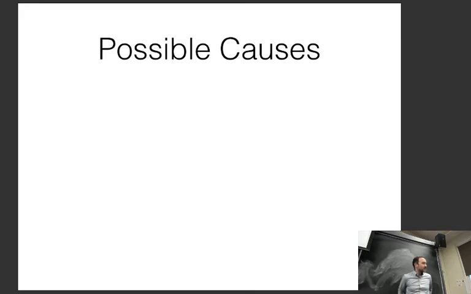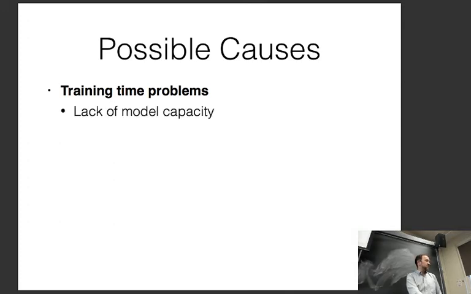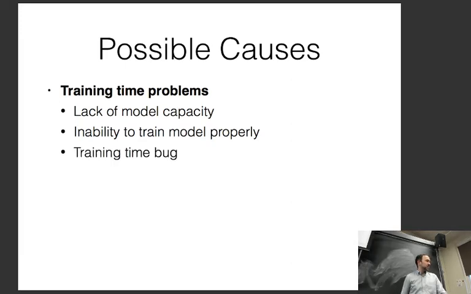There's a lot of possible causes for bad accuracy, and one thing that I think is really, really important for effectively debugging is to understand these causes and be able to diagnose these causes. So one of them is training time problems. Basically, you have this model that should be training, but for some reason, it's just not learning to fit the training set well. If this is the case, this means you either lack model capacity, or for some reason you have an inability to train the model properly. For example, your optimizer is not good, et cetera. Or you have a bug at training time where your model is just not what you expected it to be.